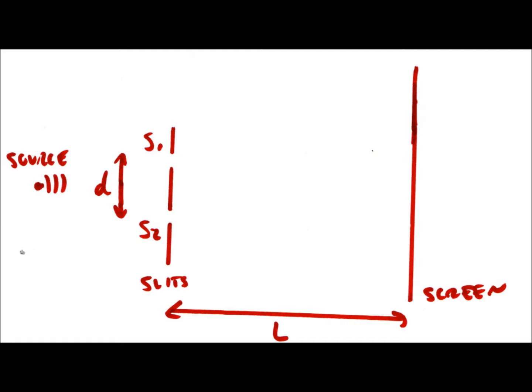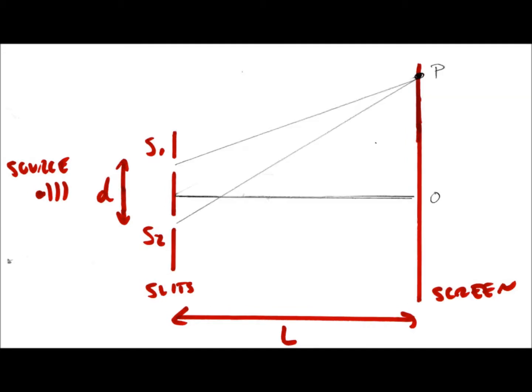Here I have the light source at left, the two slits S1 and S2 that are separated by a distance d, and the slits themselves are separated from a distant screen by a length L. Here I've added a few things to the picture. The first is a horizontal line that connects the midpoint between the two slits to the screen at point O. Since point O is equidistant from S1 and S2, light from the two slits will arrive in phase at point O, and we should expect to see a bright spot. This is called the 0th order maximum.